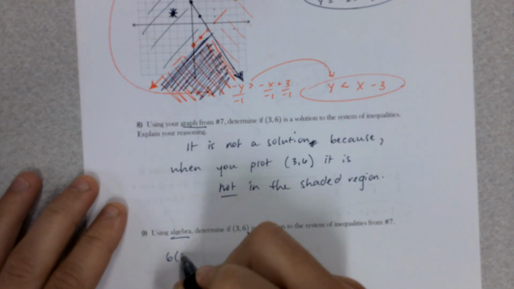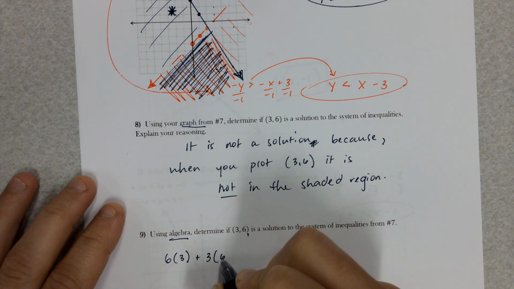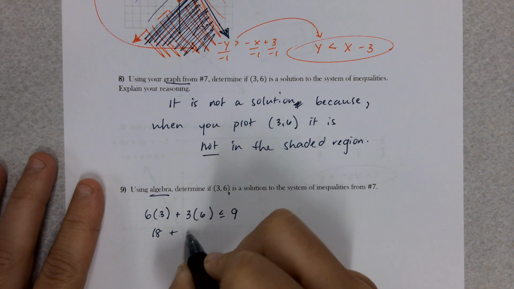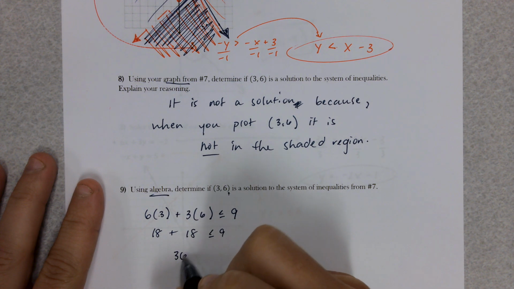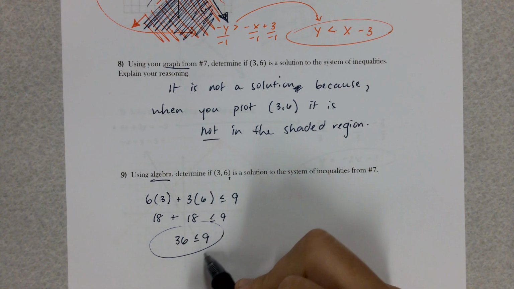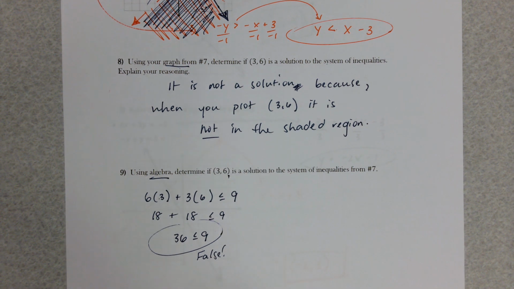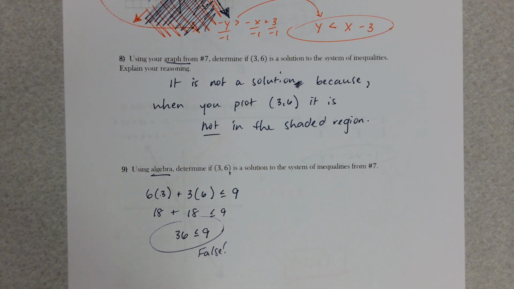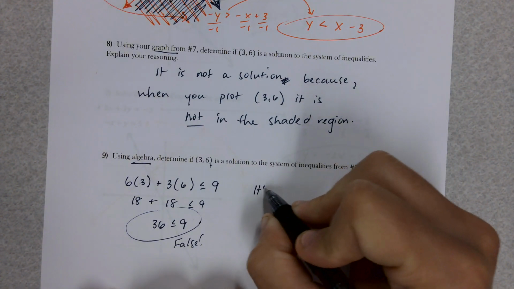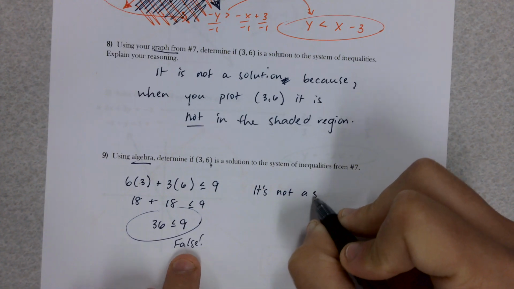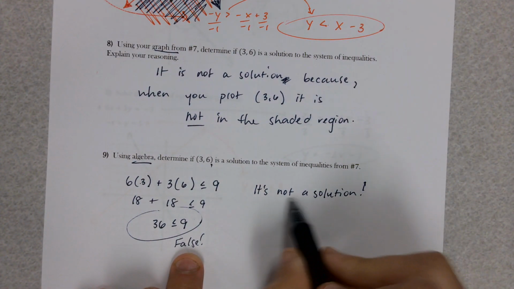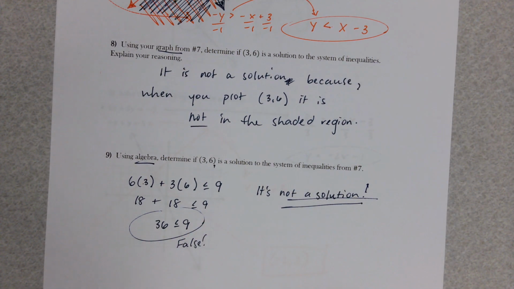So here's my first line when I plug in my (3, 6). And I do the math for this. That's 18 plus another 18 less than or equal to 9, which is 36 less than or equal to 9. Now here's where I don't have to check both of them. This is already false, so I don't even have to check the other one. I know (3, 6) is not going to work because it already didn't work. So it's not a solution, and my work right here shows why. It's not a solution, exclamation point, that's important, and that's why, because it didn't work.